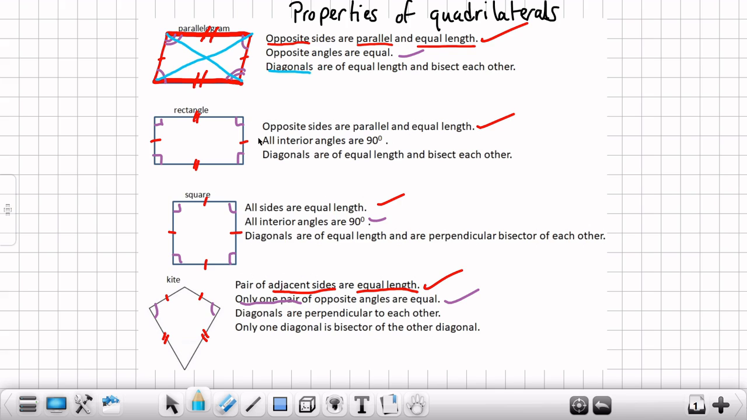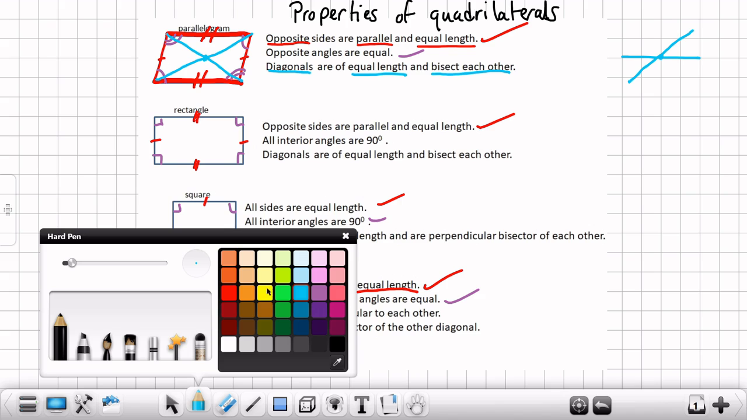There. These are diagonals. Got two diagonals there, of equal length. So for a parallelogram, they're of equal length and bisect each other. That means cut in half. So for example, if I've got a line over here, that's the middle.